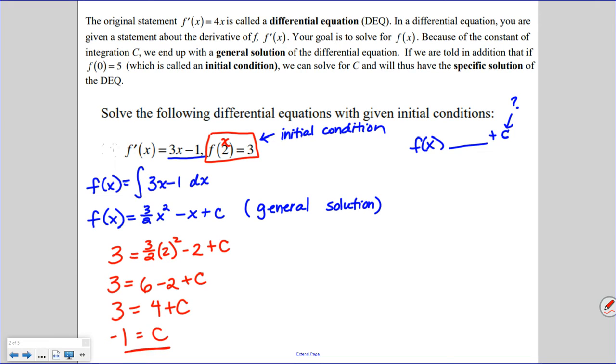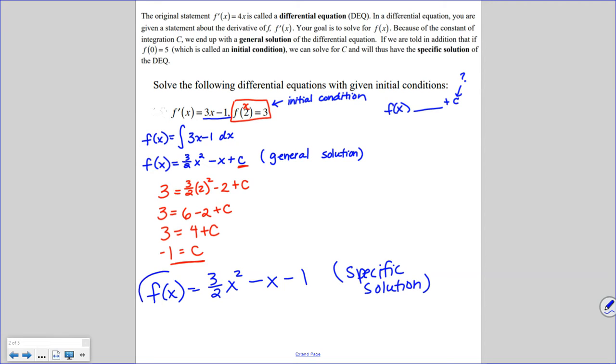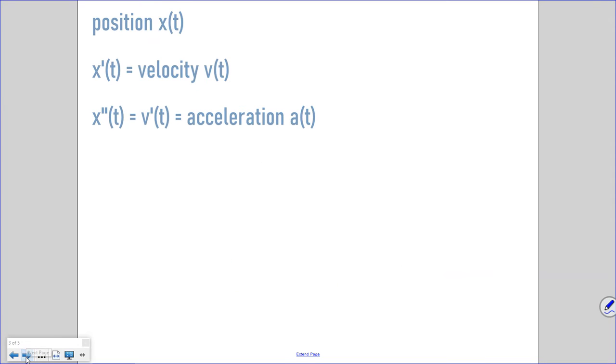So since I know that c is negative 1, I can write my function with c substituted in. I can say that f of x equals 3/2 x squared minus x, and then instead of c, minus 1. This is called the specific solution. It's right here. And I can find the specific solution as long as I have an initial condition. So we'll see this today, but you'll see it a lot with applications embedded in position, velocity, and acceleration.